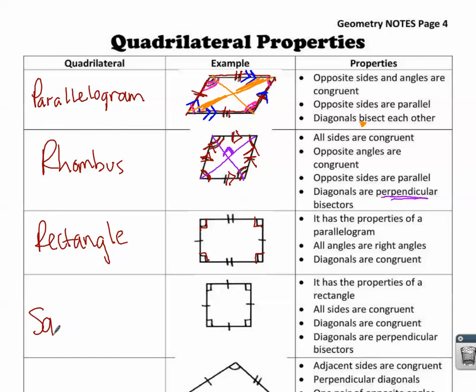Finally, you have a square, which has the properties of a rectangle, which means it also has the properties of a parallelogram. All the sides are congruent, however, so they all have a single tick mark. The diagonals are congruent. The diagonals are also perpendicular bisectors. So very similar to the rhombus, when these diagonals cross, they're going to create a right angle.